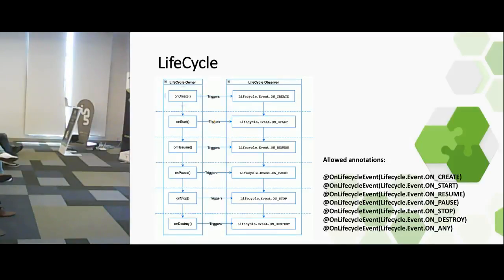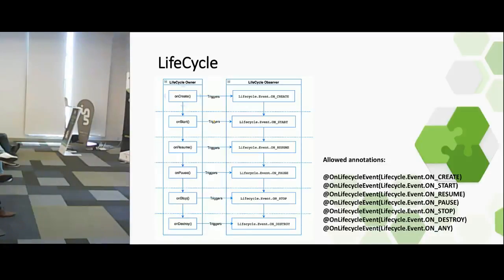But in our activities, thanks to support library 26.1.0, we no longer have to implement the LifecycleOwner interface for our activities and fragments, because AppCompatActivity and the Fragment classes themselves have implemented the LifecycleOwner interface for us. Lifecycle owner means an object that simply has a lifecycle. For instance, on the left side, we see a lifecycle owner. It's an activity, and it has some lifecycle methods: onCreate, onStart, onResume, onPause, onStop, and onDestroy.